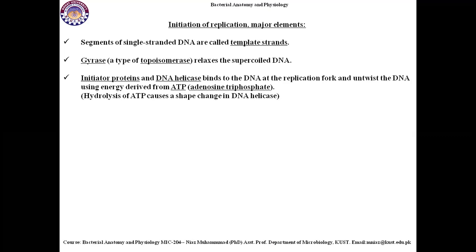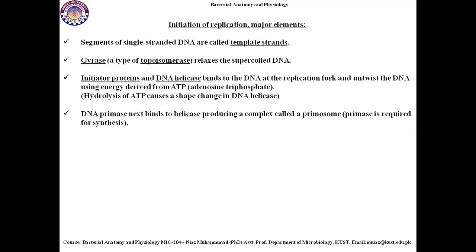So initiator proteins and the DNA helicase bind to the DNA. Some proteins will come and these will stop it from rewinding. Initiator proteins and the DNA helicase bind to the DNA at the replication fork and untwist the DNA using energy derived from ATP.